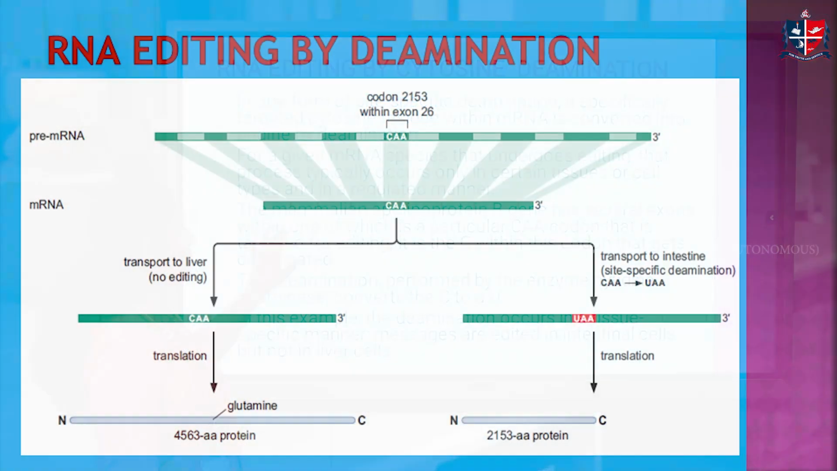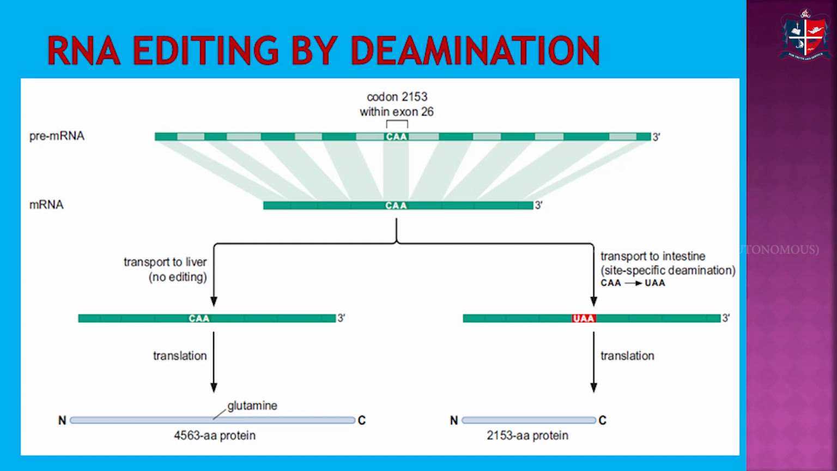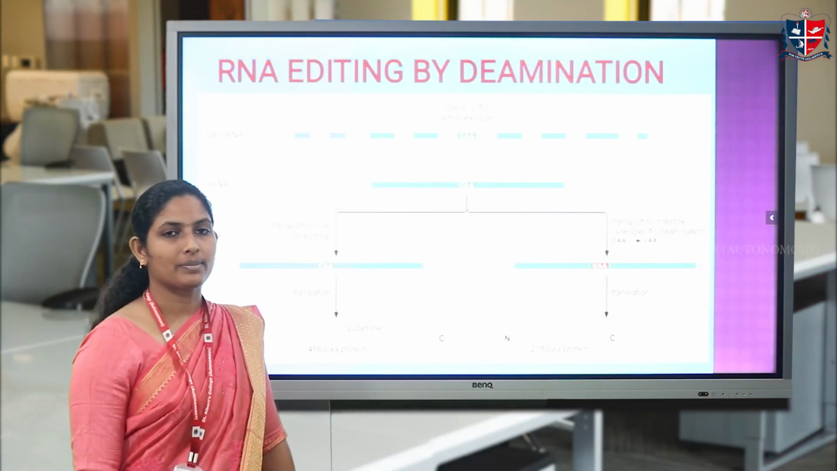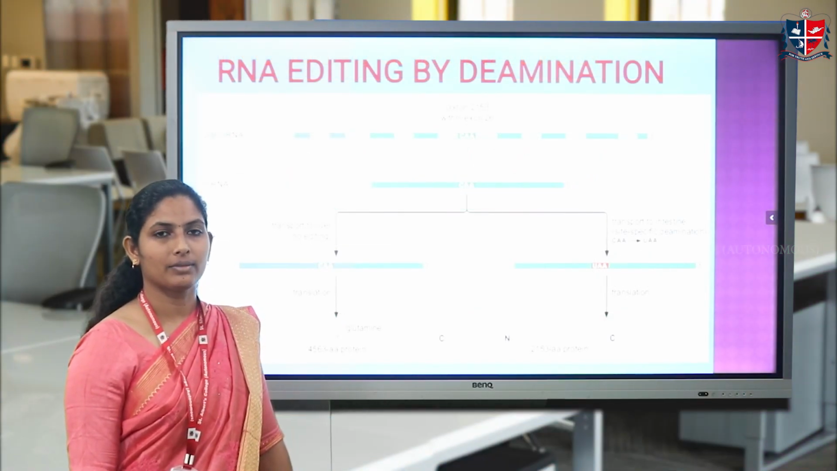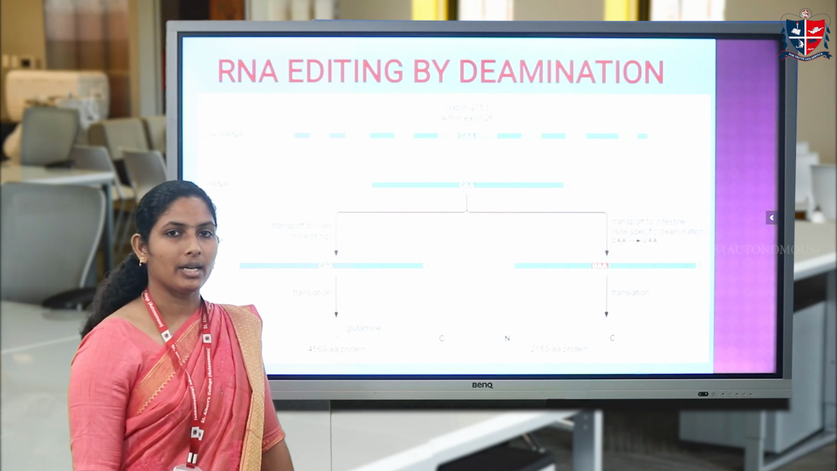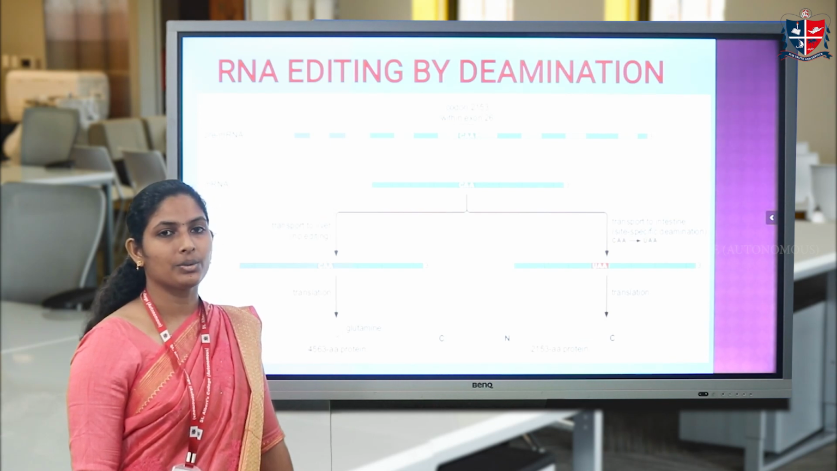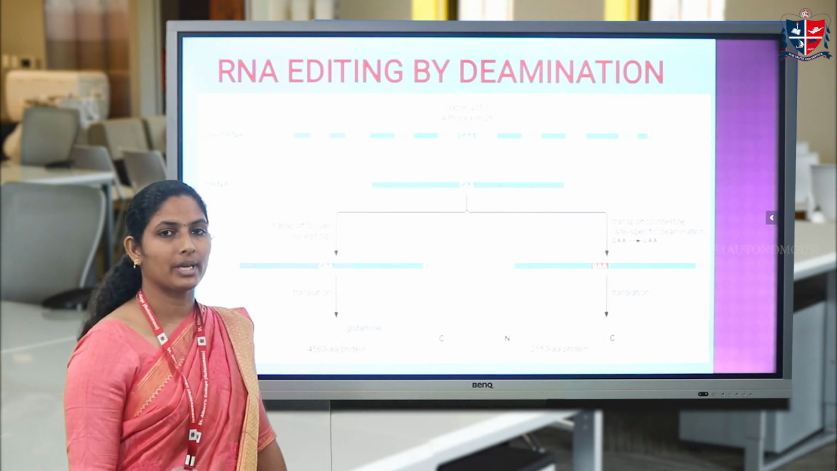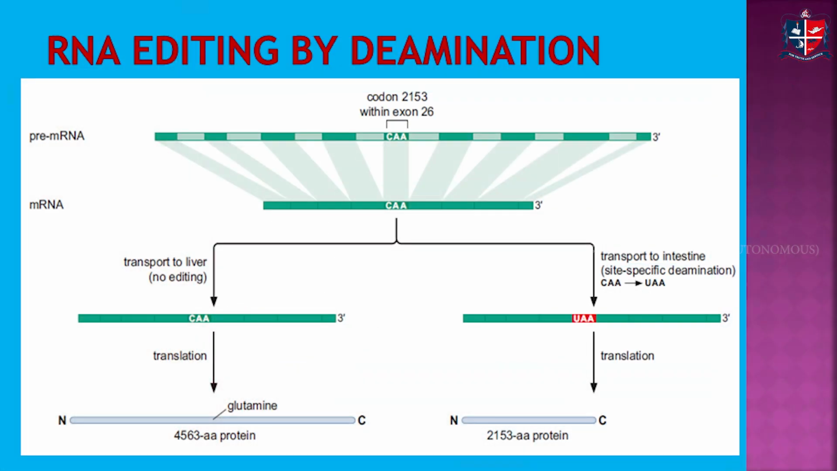In this cytosine deamination, we take an example, that is mammalian apolipoprotein B. This mammalian apolipoprotein is actually responsible for the transportation of lipids, but this RNA gets altered when it goes to different tissues. So you can see the pre-mRNA in which both exons and introns are present, and you will get the mature mRNA in which only the exons are present. And there is a codon shown, CAA, which codes for glutamine.